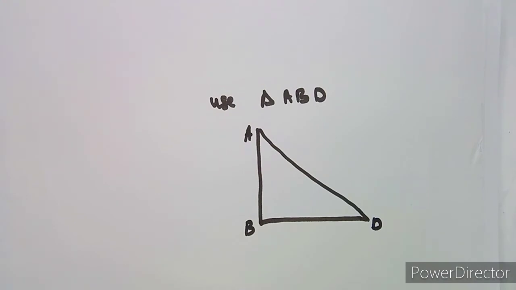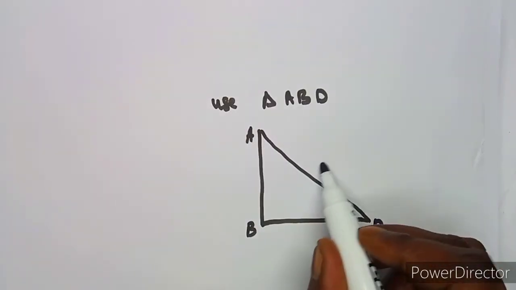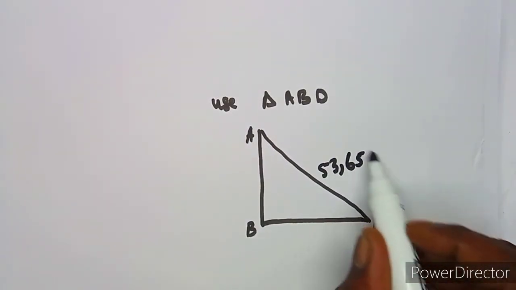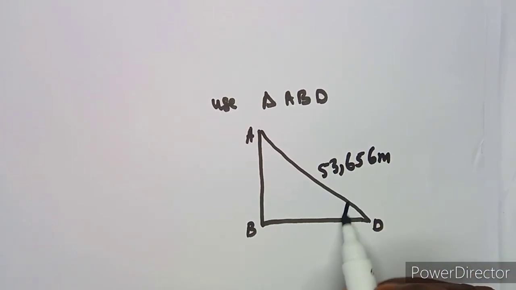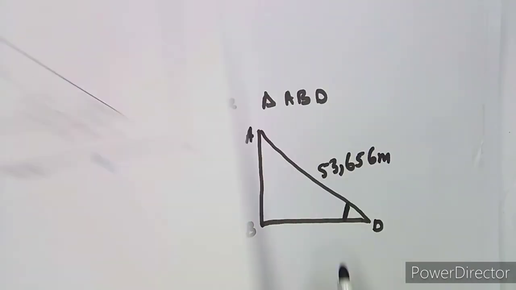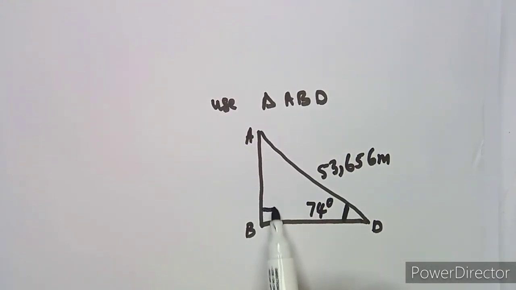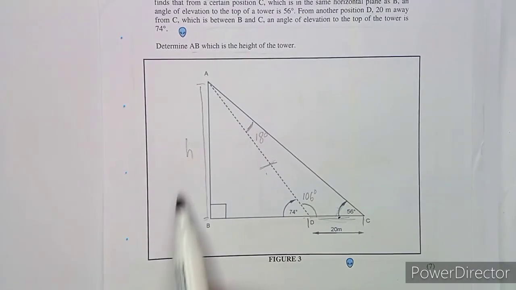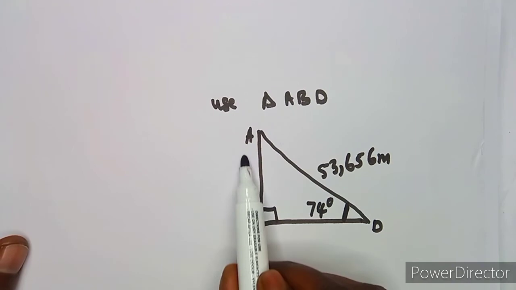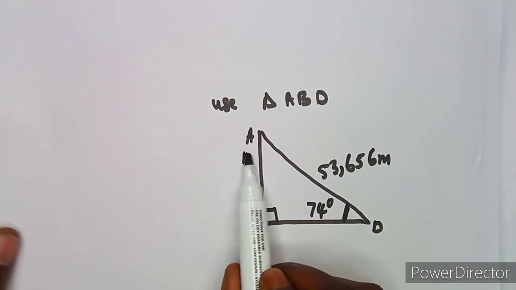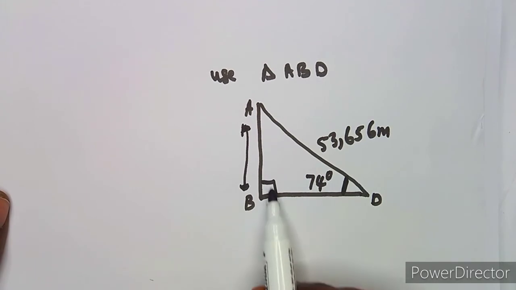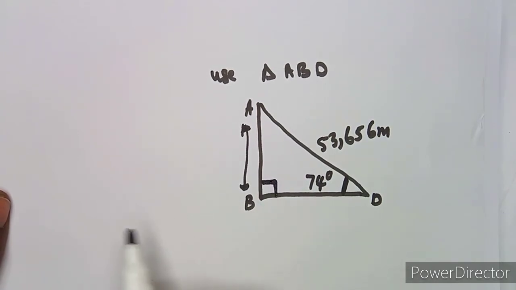Remember, we calculated AD and we obtained 53.656 meters. And we have got this angle here inside D, which is 74. So you've got 74 degrees here, and you want to calculate AB, and this is 90 degrees at B, and this is H, which is your height. So definitely I can apply trig ratios, because this is a right-angled triangle now.